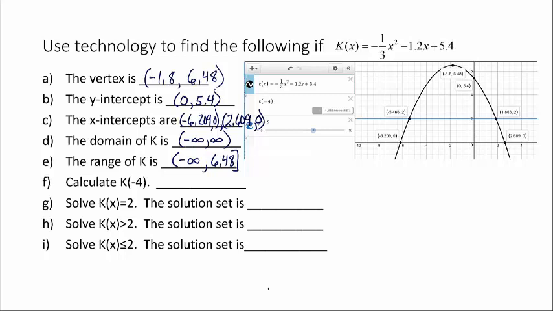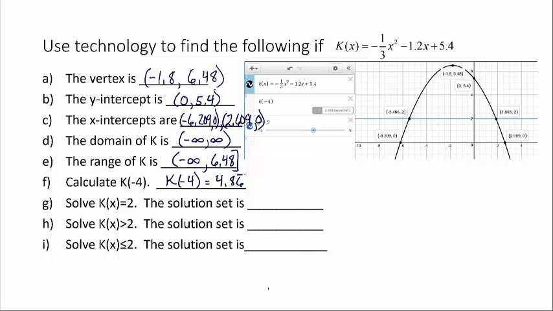Okay, and then it says calculate k of -4. With technology, we're told that k of -4 is equal to 4.86 repeating, right? And of course you can plug the -4 in there for x and see if you get the same value, but Desmos is telling us that that's what it is.